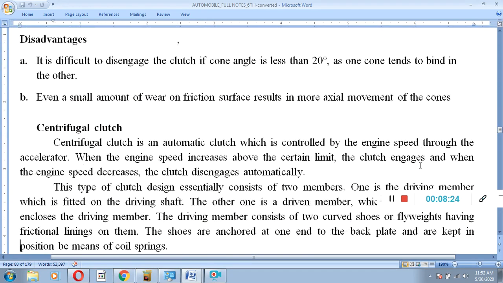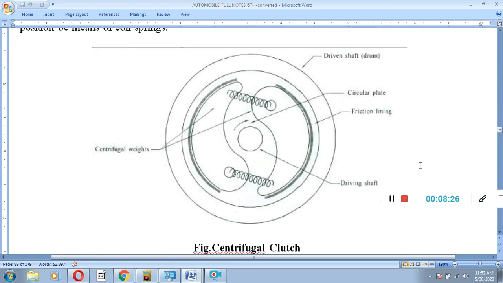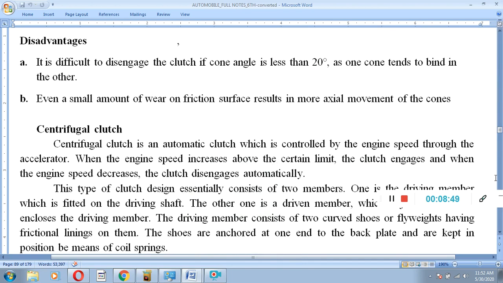So now the centrifugal clutch. This is the diagram for a centrifugal clutch, and the different parts of a centrifugal clutch are the centrifugal weights, driven shaft, circular plate, friction lining, and a driving shaft. So these are the different parts of a centrifugal clutch.